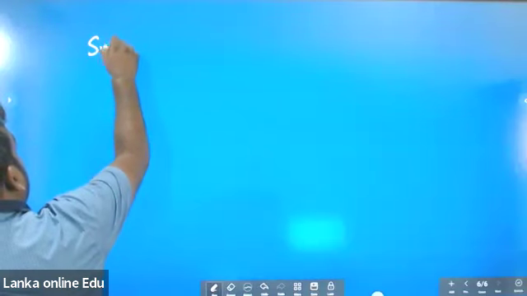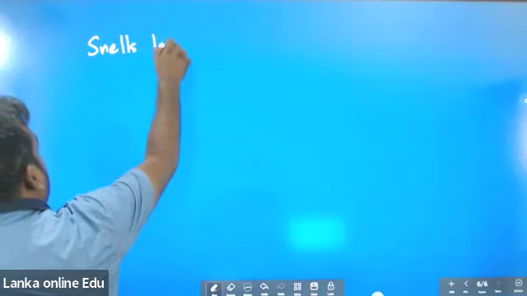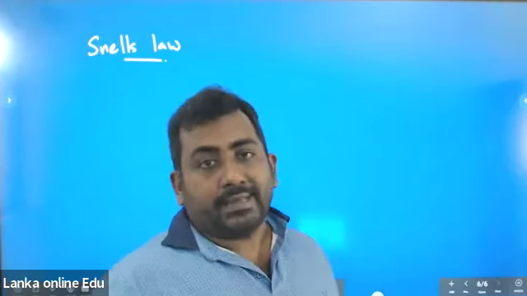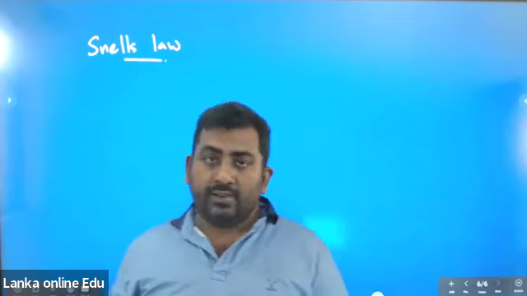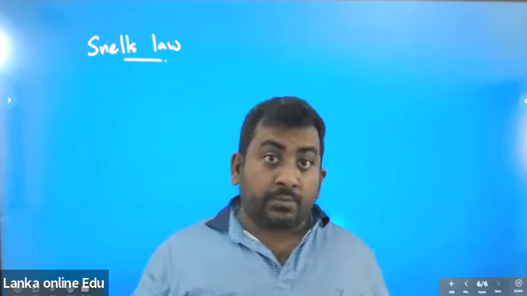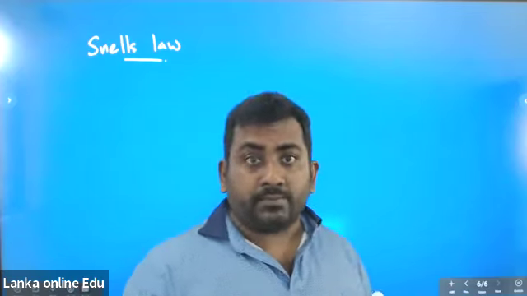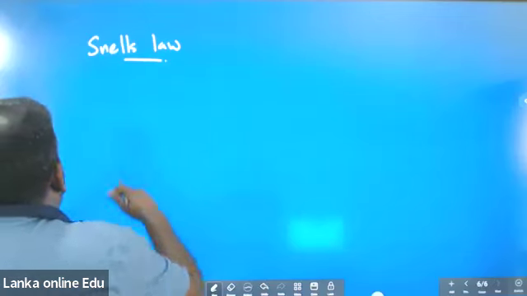Now look at this. Snell's law. Snell said the sine angle made with the normal when light refracts is directly proportional to the speed of light in the medium. What do you mean by that?